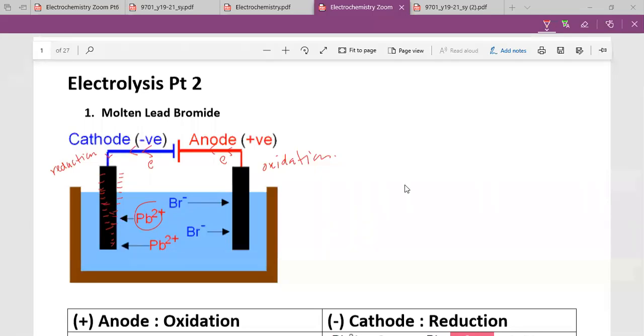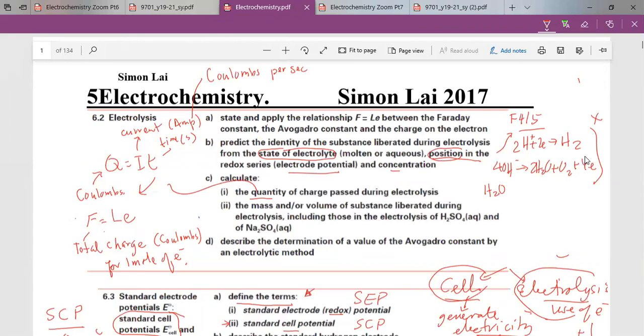Hi guys, today we want to continue with electrolysis. Remember that day we went through how to predict the identity of the substance liberated during electrolysis, from the 3 points: the state, which of course means molten or aqueous only, and of course it is for ionic compounds only, not covalent compounds. Okay, molten, aqueous, and position.